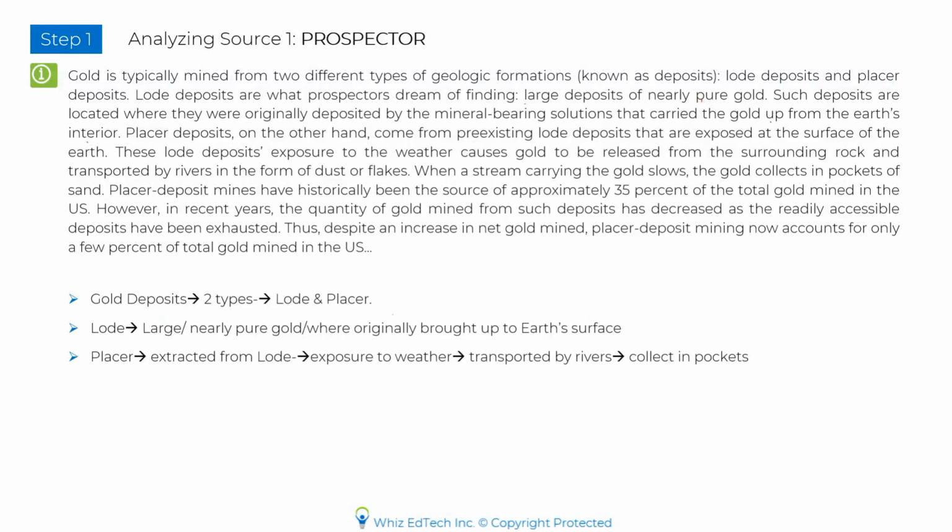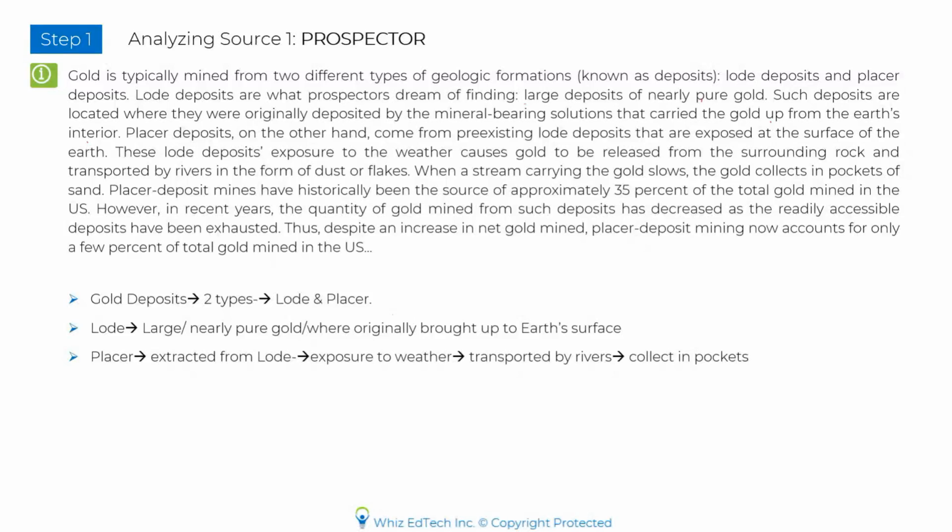This is the process in short for me. All right. When a stream carrying the gold slows, the gold collects in pockets of sand. So all I know is placer is coming from lode, and how is it coming? It is weathered down by the exposure to the climate, and then somehow it gets into the rivers and is transported and it collects into pockets, and that is how it is retrieved.